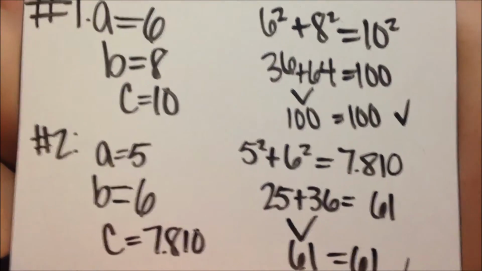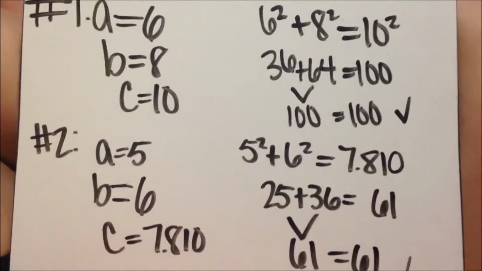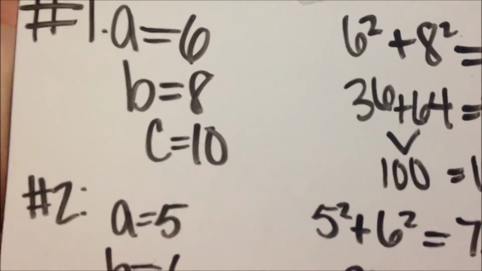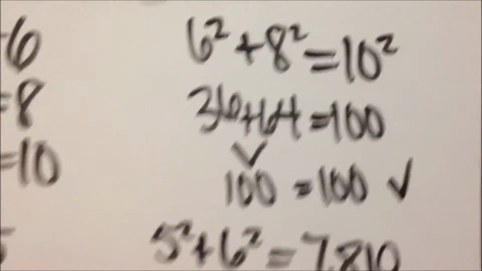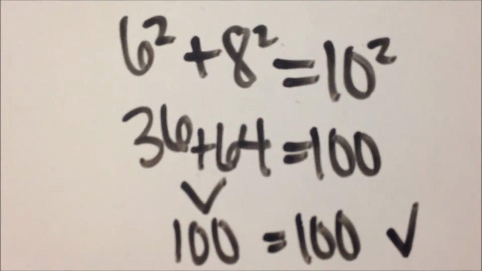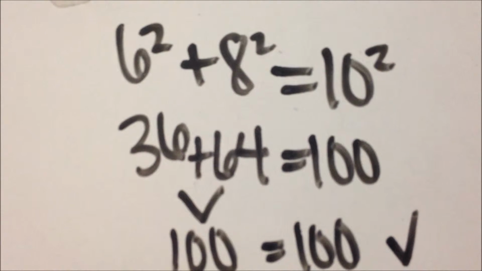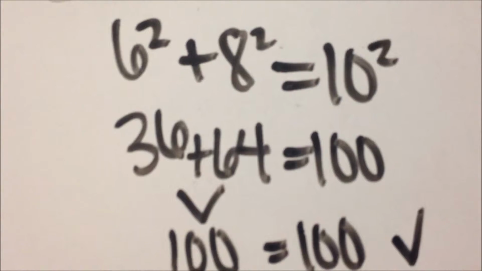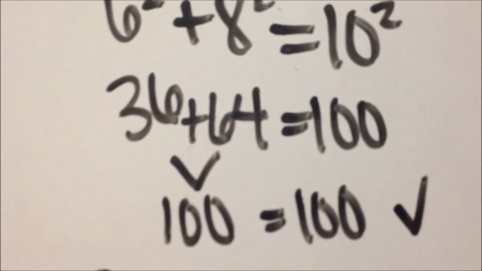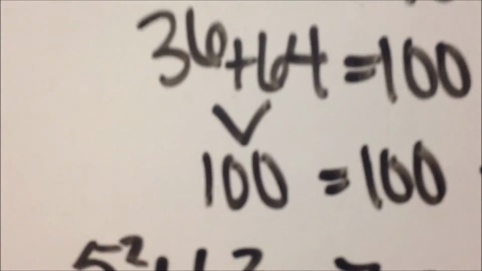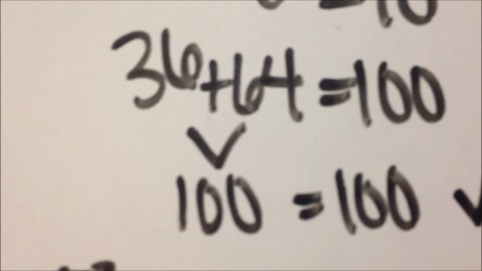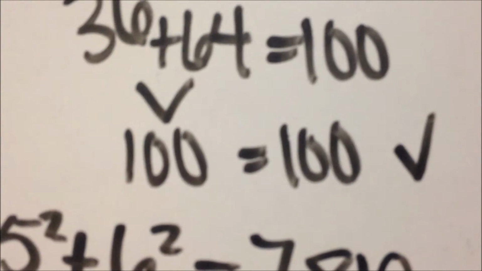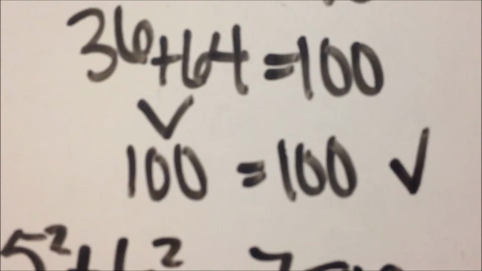Now that you've had time to work through number 1 and number 2, you're going to check your work with mine. Now we started off with a equals 6, b equals 8, and c equals 10. Your equation should be 6 squared plus 8 squared equals 10 squared. Then you square all your variables to get 36 plus 64 is equal to 100. You then add 36 plus 64 together, and you get 100. So, you have 100 equals 100, which, as you check it, is correct.